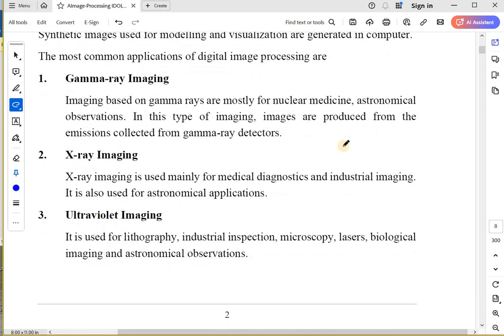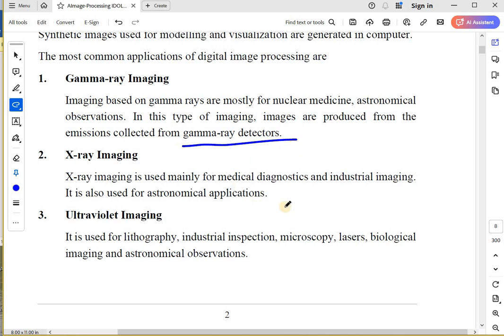So gamma ray imaging. Gamma ray imaging is usually used in nuclear medicine and astronomical observations. And to detect and measure the images that are produced, what we use is gamma ray detectors, because your normal cameras cannot detect gamma rays, so you need a separate gamma ray detector to detect these images.